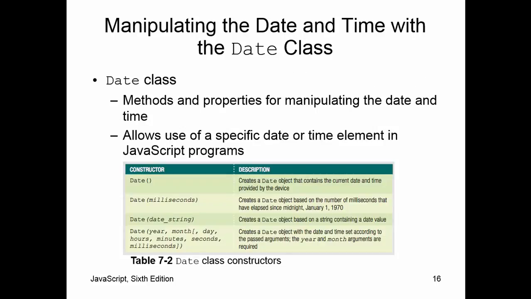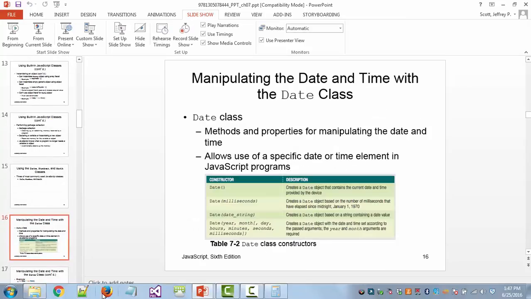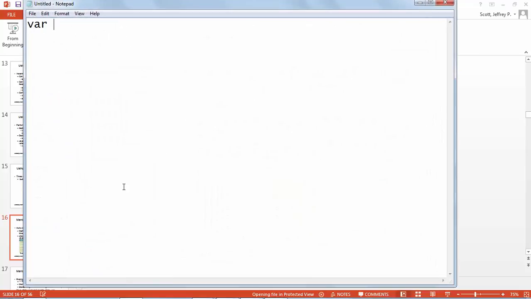As you can see in table 7.2, which is on the slide here and on page 464 in the book as well, there are some of the date class constructors. What's a constructor? It runs when you create a new object. So if I say var date equal new date, what happens is this calls a built-in constructor, which is a function that runs when you first create the object.